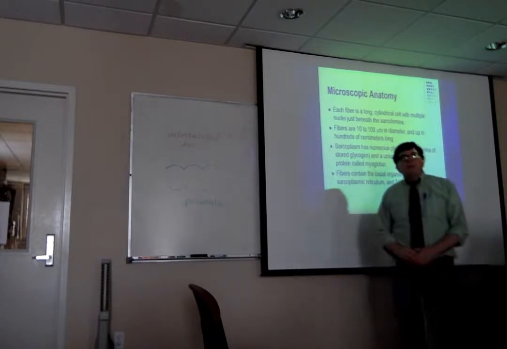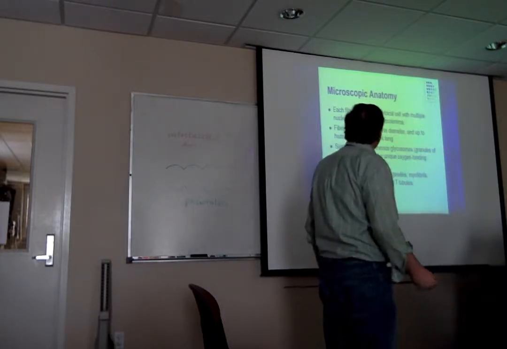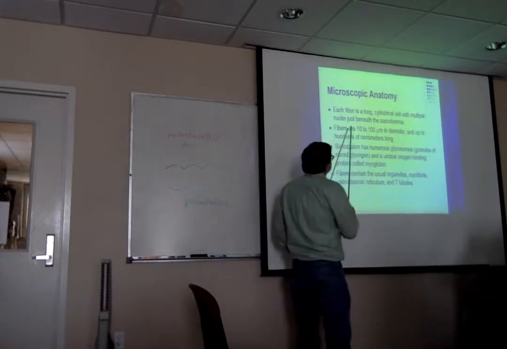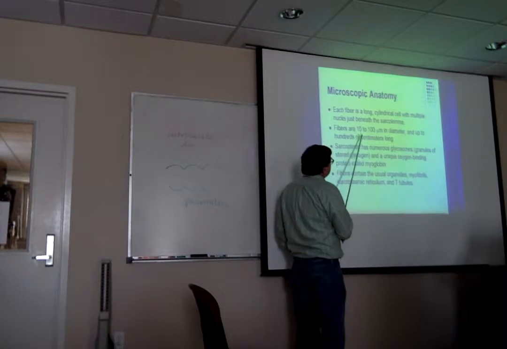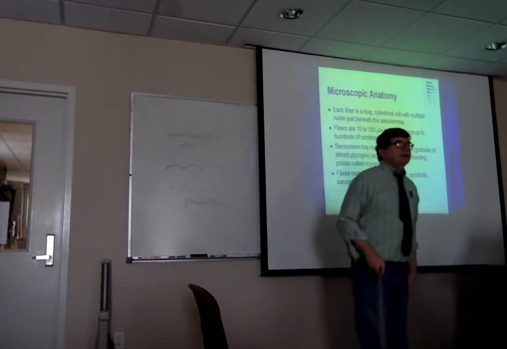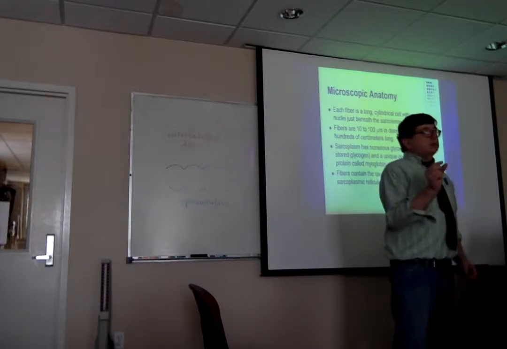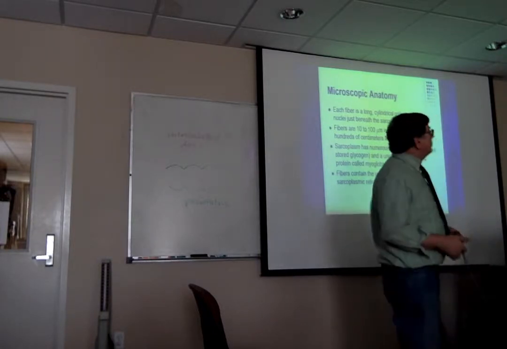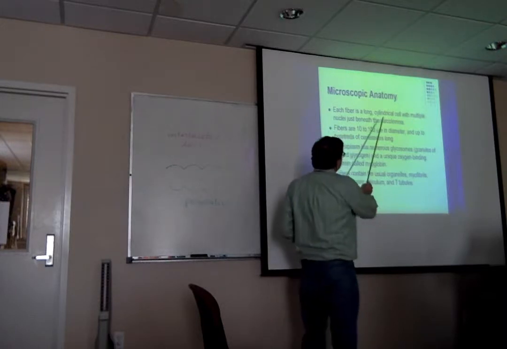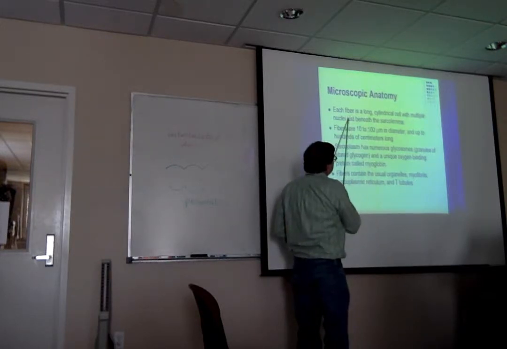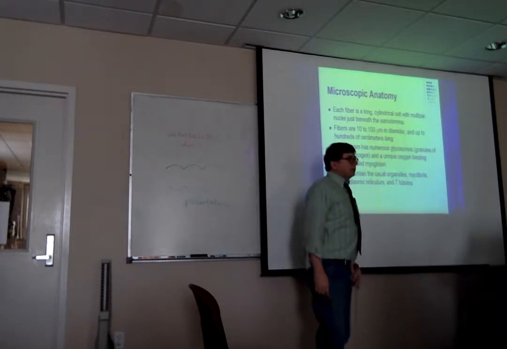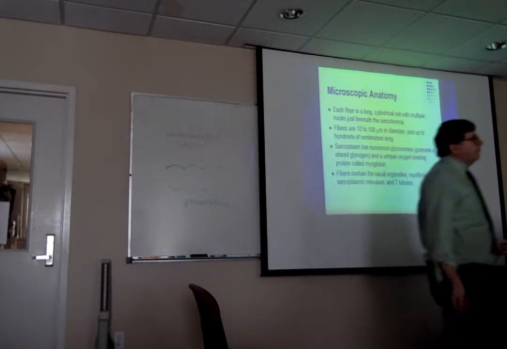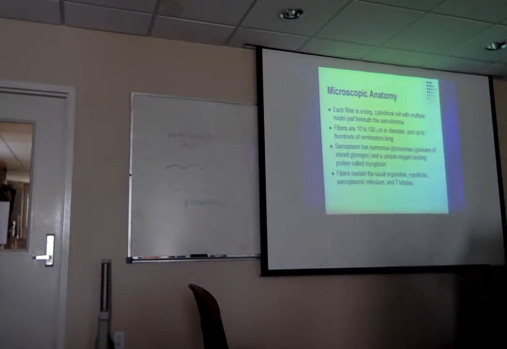Now, from a microscopic standpoint, these numbers aren't important. The point here is that the fibers, the cells of skeletal muscle, can vary quite a bit in both diameter and length. Some muscle cells are very short, some of them are very long. Some are thinner, some are thicker. But each is a long cylindrical cell with multiple nuclei deep to the cell membrane. Notice the cell membrane is called a sarcolemma. So, for muscle, the cell membrane has a unique name, sarcolemma.